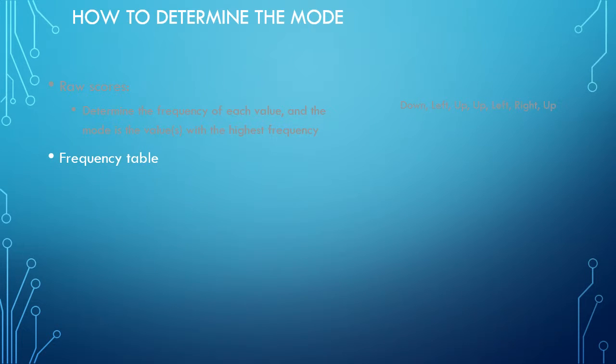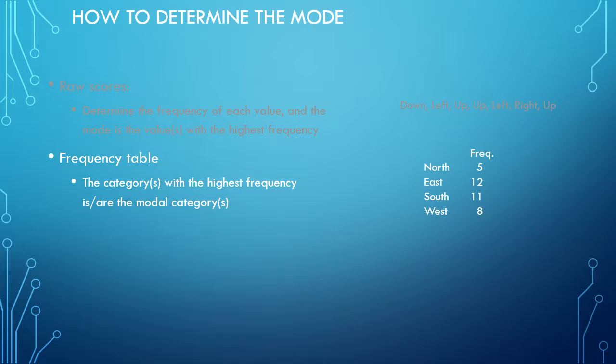Then if we have a frequency table, then it's even simpler. We simply look at the category or categories that have the highest frequency. So for example, in this frequency table, the highest frequency is 12. And again, 12 is not the mode, but the category it belongs to, which in this case is East.